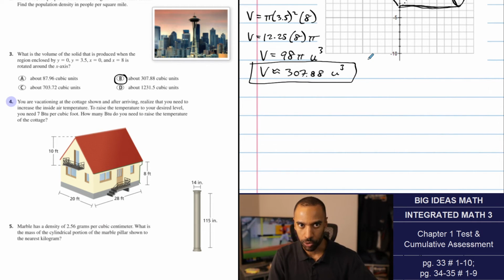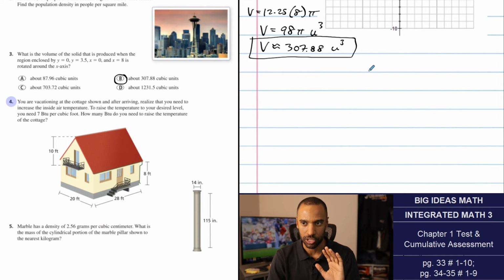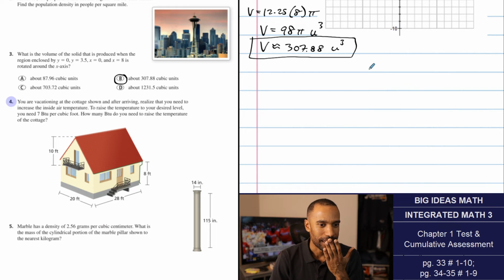I hope I don't need any actual conversions of things. I hope everything is stood within here. Kind of sounds like a density thing, but it also sounds like a rate. You're vacationing, the cottage shown arriving. To raise the temperature to the desired level, you need 7 BTU per cubic foot. How many BTU do you need to raise the temperature of the cottage?